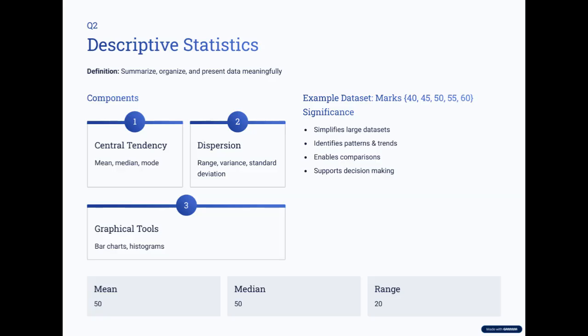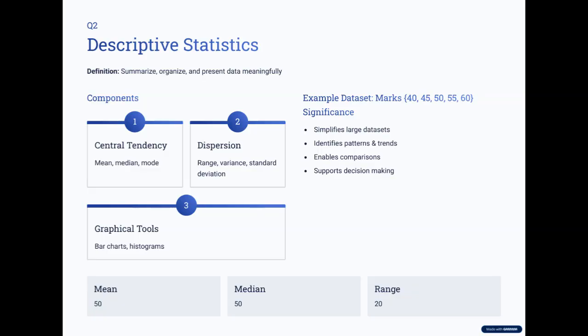Descriptive statistics, summarizing data. Imagine you have a list of 10,000 exam scores. Looking at all those numbers individually is impossible. Descriptive statistics gives you a summary, a few numbers and a simple graph that tell you everything important about the data. Descriptive statistics are methods to summarize, organize, and present data meaningfully. They include numerical measures and graphical tools.